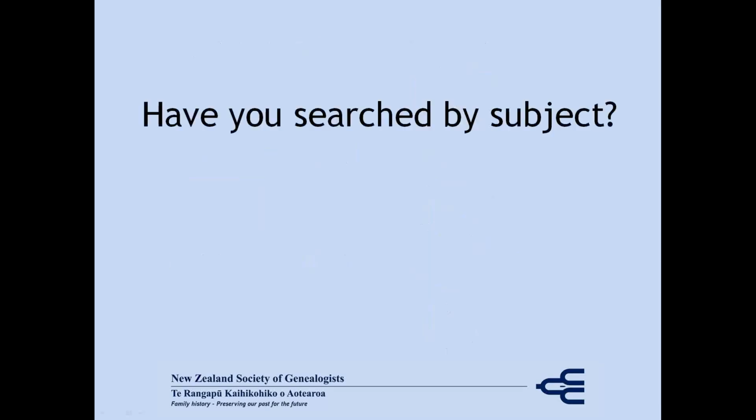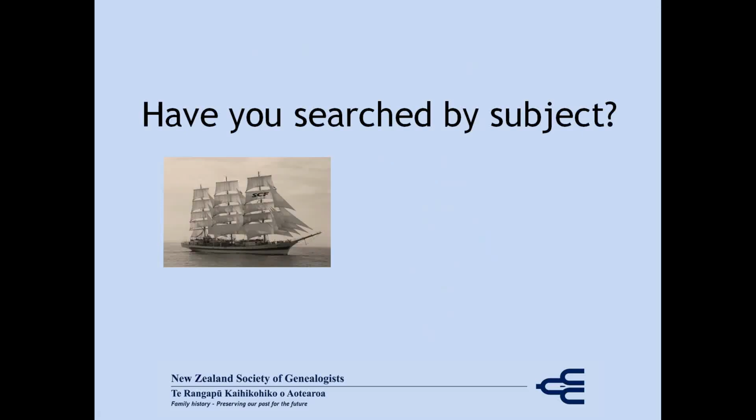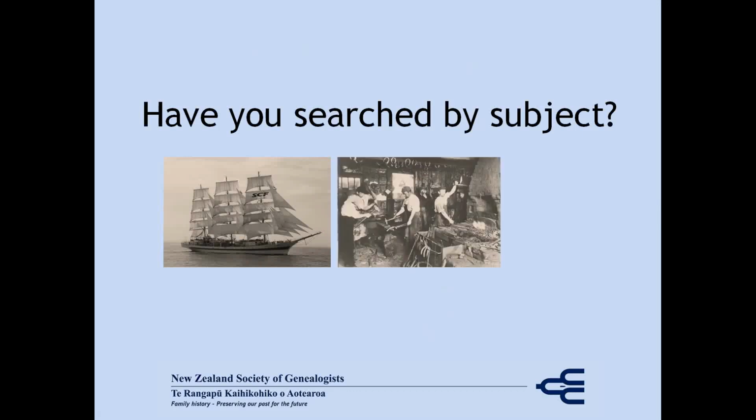And a last point, have you searched by subject? There are a lot of records out there where searching by name is not going to find you the result. But if you search by subject, you might find a set of records that you can then search for by name. These include shipping records. They may just be for your immigrant ancestors, but if you had someone in the merchant navy, they might be on there too. Occupational records. There's a huge amount of information out there if you had a family member who belonged to some sort of professional organisation. And lastly, locational records.